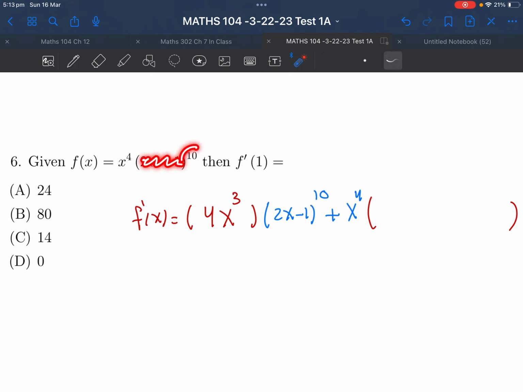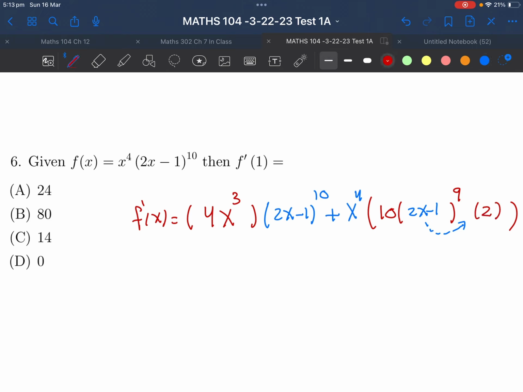Remember, something to the power of 10, the 10 will go down and we subtract 1. So we will get 10 to the power 9. Now the inner will be the same. Don't change the inner. And then find the derivative of the inner, which is just 2. Remember, the last step is you need to substitute 1. So take your calculator and substitute 1 here, 1 here, 1 here, and find the answer.